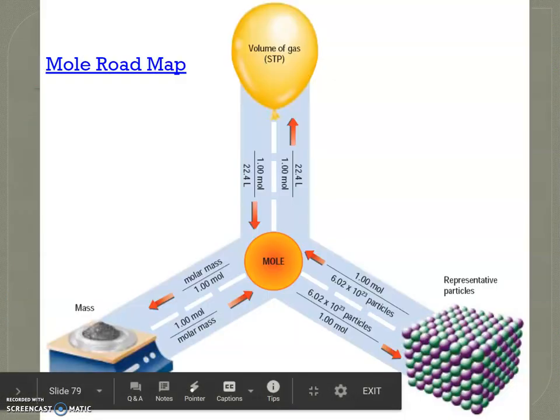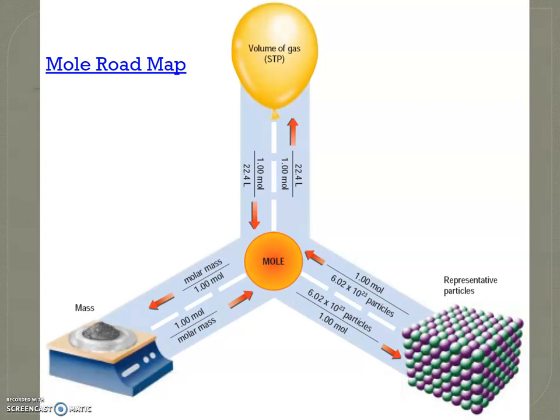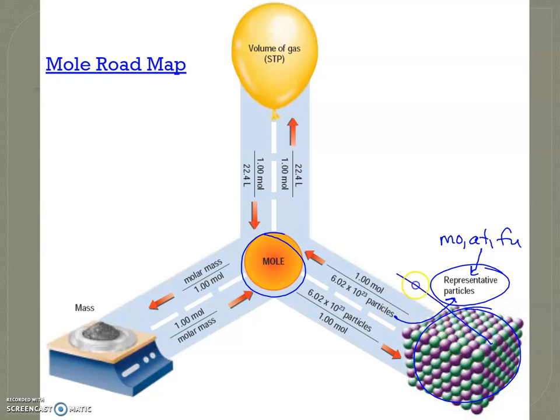All right, so this is going to show us how to get back and forth between our particles and moles. Our representative particles, again, are either molecules, atoms, or formula units on this graphical organizer. That means my molecules, atoms, or formula units are going to go in the denominator when I leave. And when I want to go to mole, I'm going to put 1 mole on top. When I'm leaving moles, I put 1 mole on the bottom and put 6.02 times 10 to the 23rd on top.